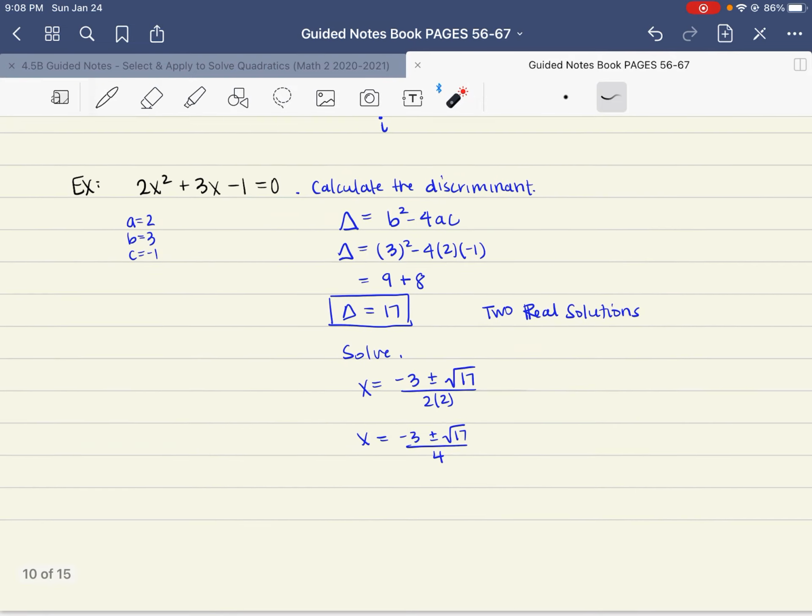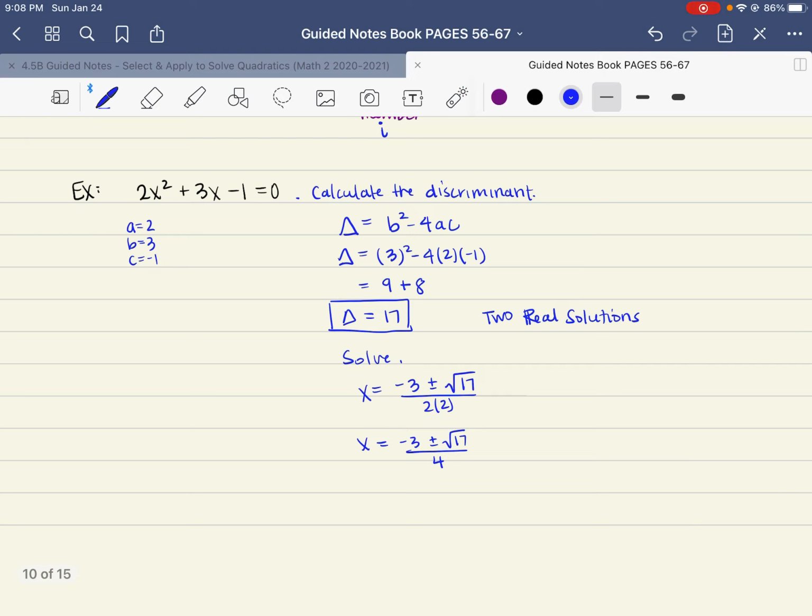Okay. Let's maybe look at one more. I'm going to run out of room down here, but we'll see if I can fit one more. Let's look at maybe x squared minus 6x plus 36 is equal to 0. Again, if I were asked to, I'm going to write it out so we get used to those instructions, but calculate the discriminant.